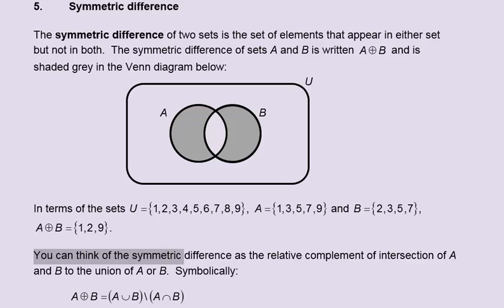You can think of the symmetric difference as the relative complement of the intersection of A and B to the union of A and B. Symbolically, the symmetric difference of A and B equals (A ∪ B) \ (A ∩ B).